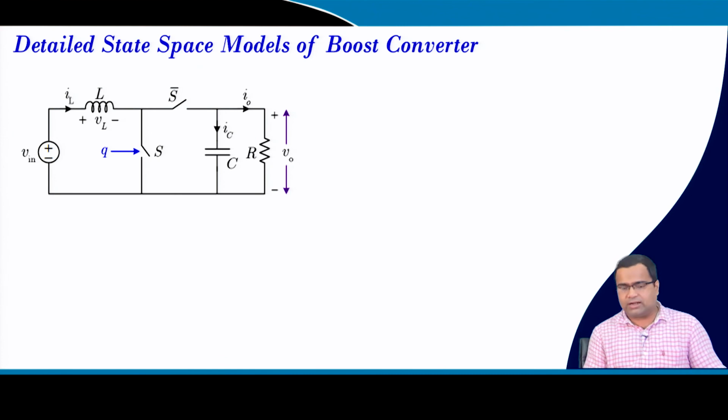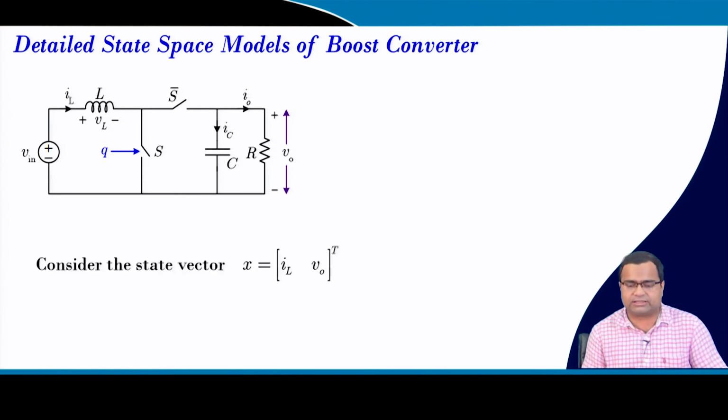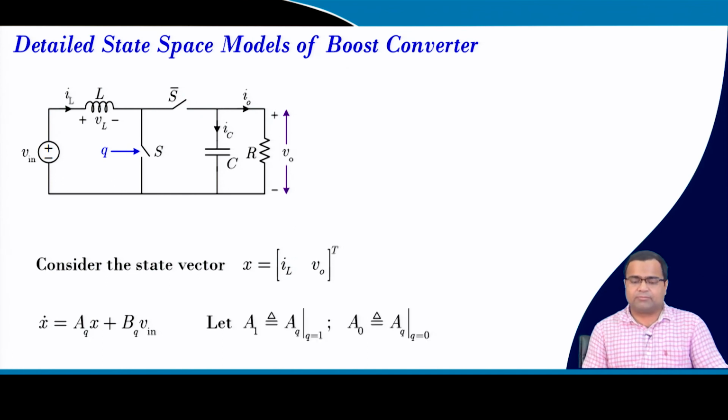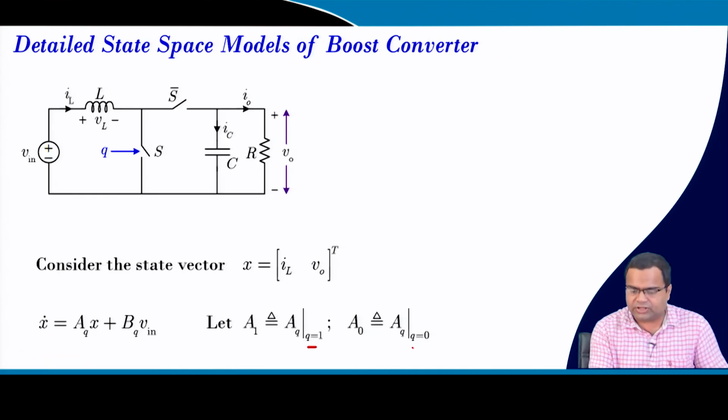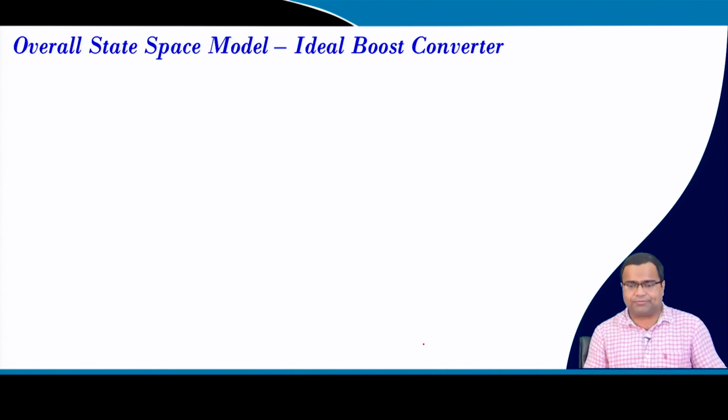Now, we are considering a boost converter. We know the ideal circuit, we are already familiar with the boost converter, and we discussed it multiple times. If we take the state vector to be inductor current and output voltage, then we can write the state space model for q equal to 1 when the switch is on and q equal to 0 when the switch is off.